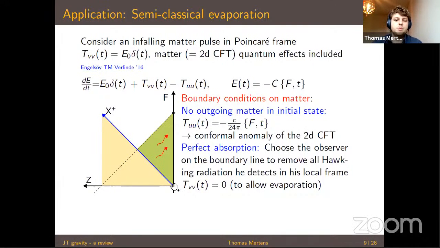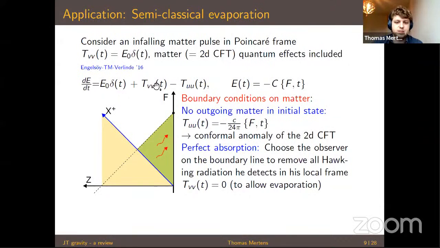And the second boundary condition, and this is the one that will allow us to go to an evaporating black hole, will be that we will impose perfectly absorbing boundary conditions at our holographic boundary here, which means physically that we will choose the observer on the boundary line to remove all the Hawking radiation he detects in his local frame, which means we set T_vv equals 0. If I don't do that, then a black hole in AdS, where I just send in this pulse and create a black hole, will equilibrate with its Hawking radiation. So I need to impose this absorbing boundary condition here to extract all of the outgoing Hawking radiation and to allow the black hole to actually evaporate in AdS.